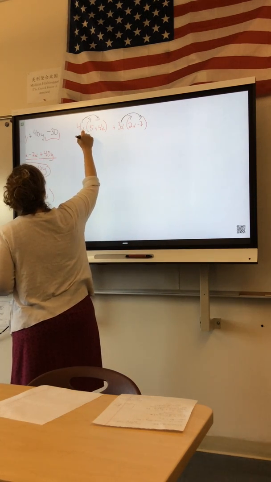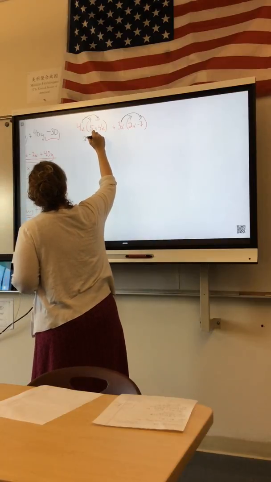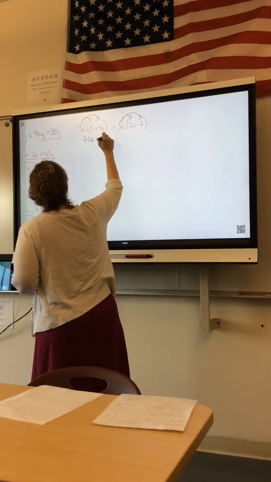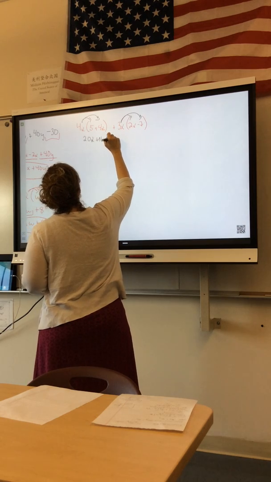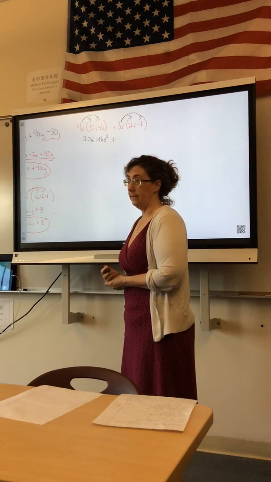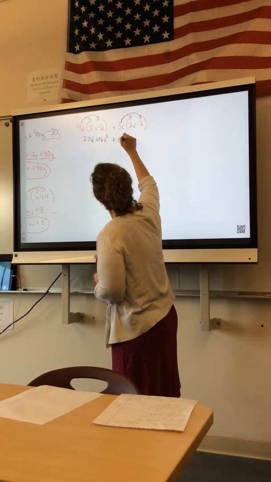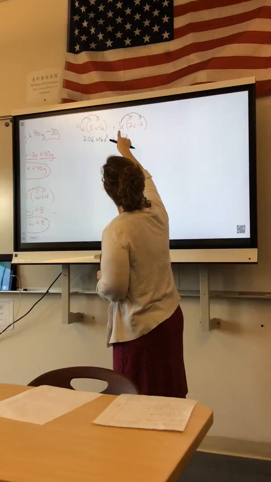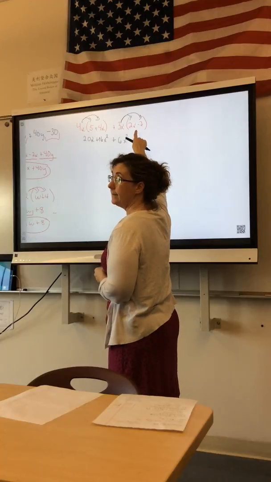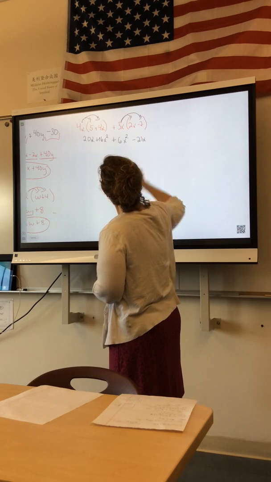4x times 5 is 20x. 4x times 4x is 16x squared, and then a plus, because my 3x is also positive. 3x times 2x is 6x squared, and 3x times a negative 7 is a negative 21x.